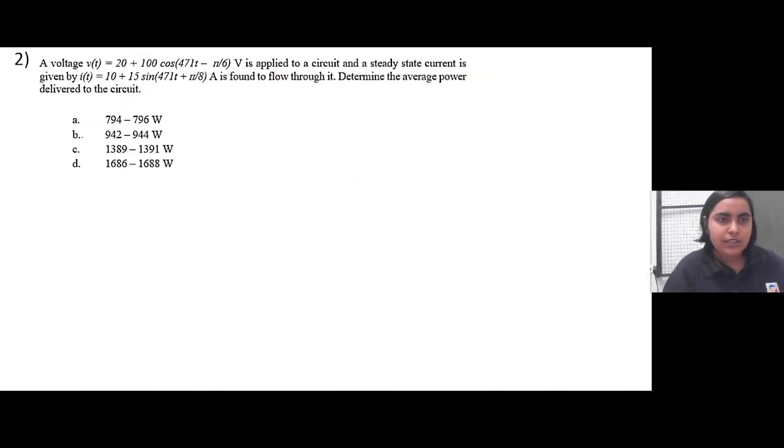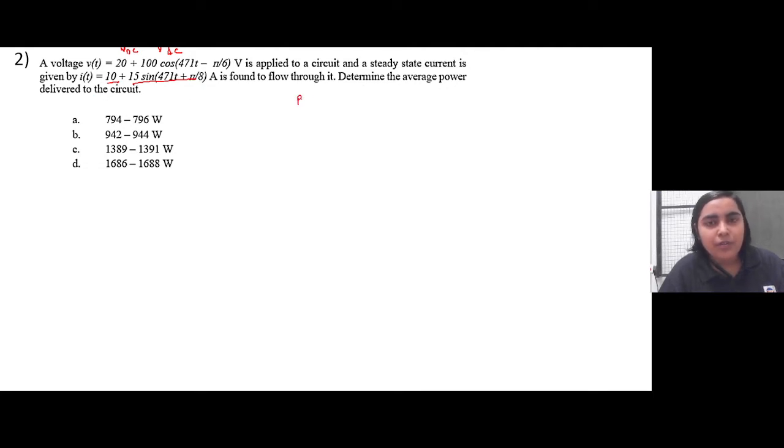So in the next question, a voltage is given in the form, this is the DC part and this is the AC part. It is applied across a circuit in steady state condition and the current is given. Again, it contains a DC component and an AC component, and it is found to be flowing through it. Determine the average power in the circuit.